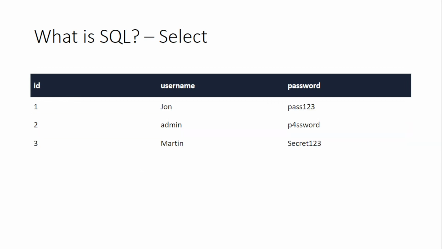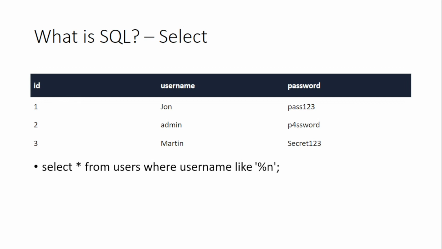We can also ask for usernames that end with something, and then we'll be using the percentage at the start. So where we'll have select asterisk from users, where username like %n.